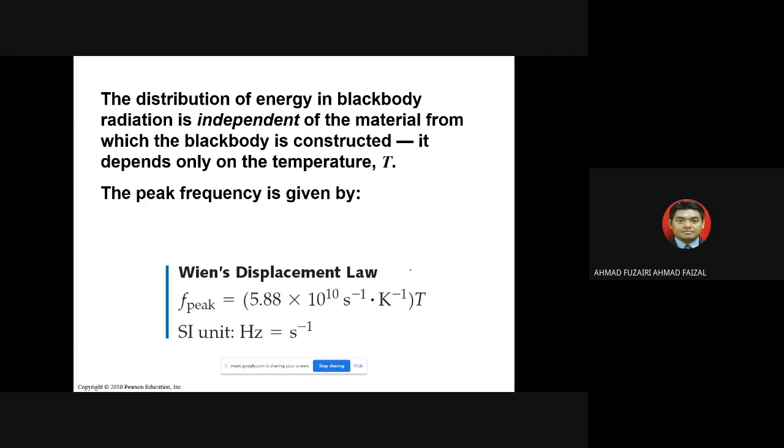Okay, so this is Wien's displacement law. Given our observations about the curve of intensity against frequency, we can see that this is the peak of the frequency, and the frequency will depend on the temperature.